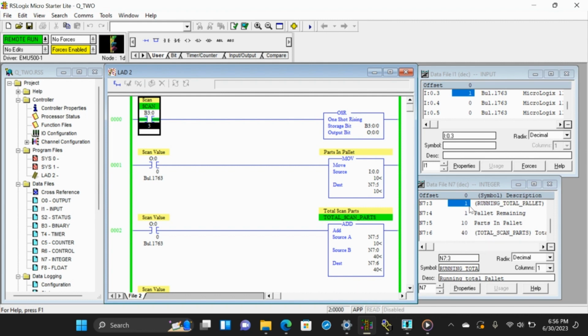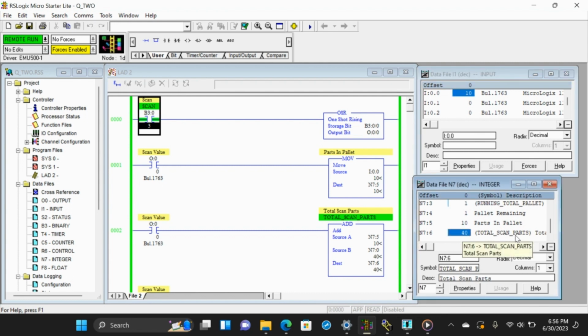So we can adjust the total number of parts in the pallet by changing the value here, and we can see the total number of parts that has been scanned. So this is all about question number 2, and thank you so much for your time.